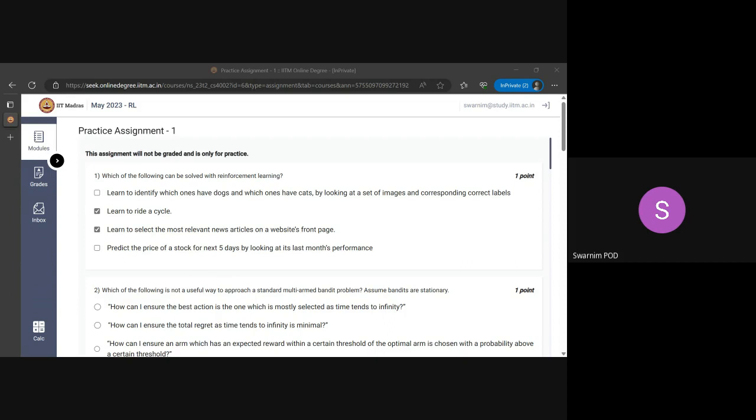Is it only me who's not able to hear him clearly, or others also? No, he's saying that these set of problems come under forecasting. I see. Yes, you're right. They are not.